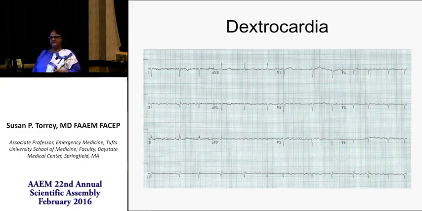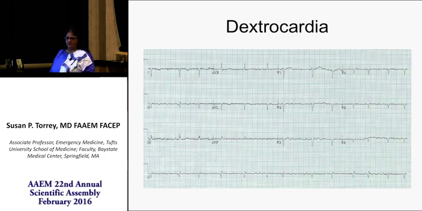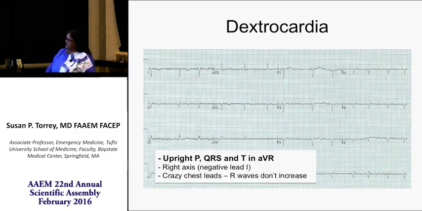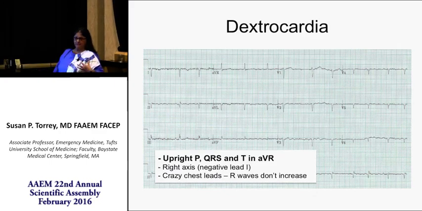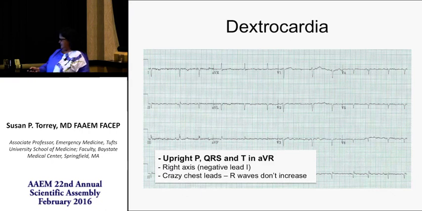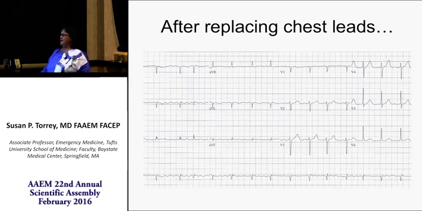Very similar in appearance is the EKG from a patient with dextrocardia. Now, instead of swapping the limb leads, we've actually moved the heart into the right side of the chest. And so again, we get upright complexes in AVR and the negative in 1. But what distinguishes this from just swapped arm leads is look at the chest leads. They make no sense. There's no progression of the R wave. They're small. And this is, in fact, because they're on the left chest while the heart is on the right. With correction of the chest leads, you now have an interpretable, useful ECG.